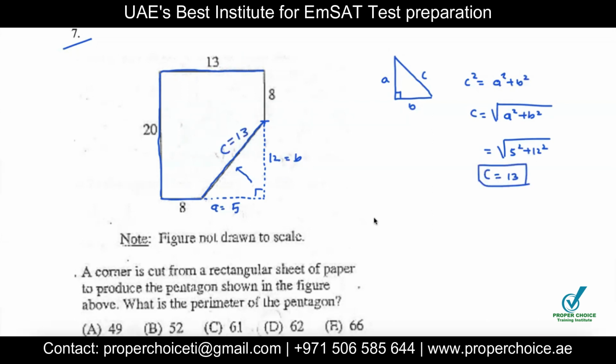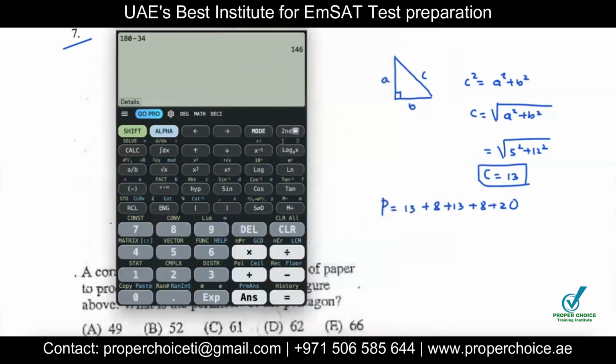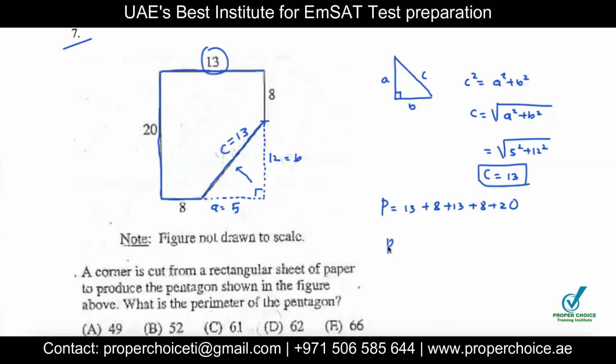Now add the perimeter, and we know perimeter is simply adding up all the sides. Let me start here. That is going to be 13 plus 8 plus 13 plus 8 plus 20. These are the 5 sides of the pentagon. So add them all together: 13 plus 8 plus again 13 plus 8 plus 20. I'm getting that as 62. So the perimeter here is going to be 62 units. So we go with option D. 62 is the right answer here.